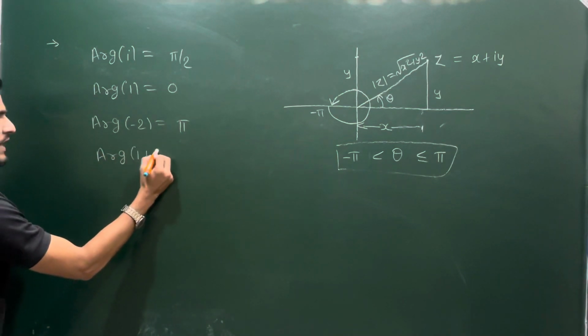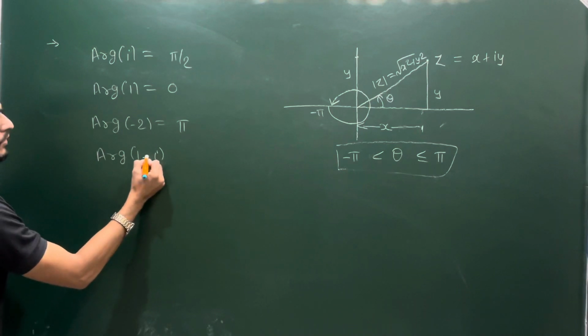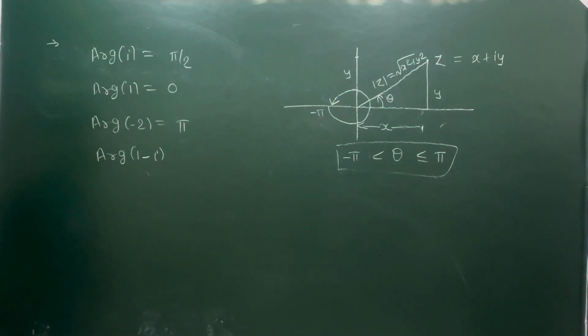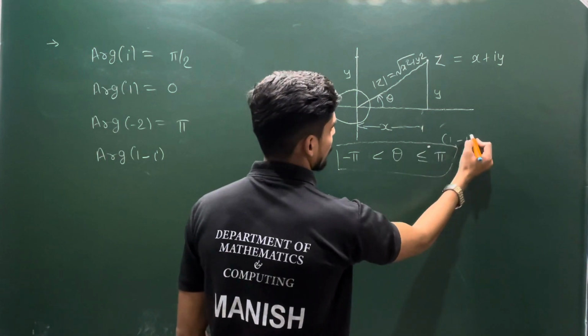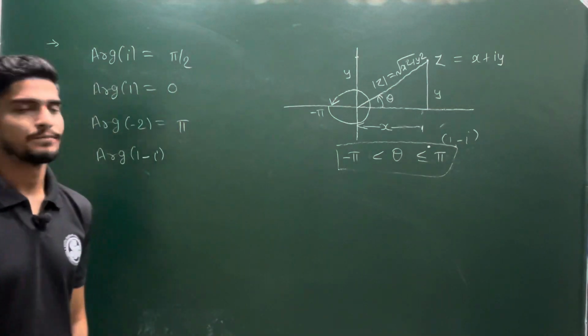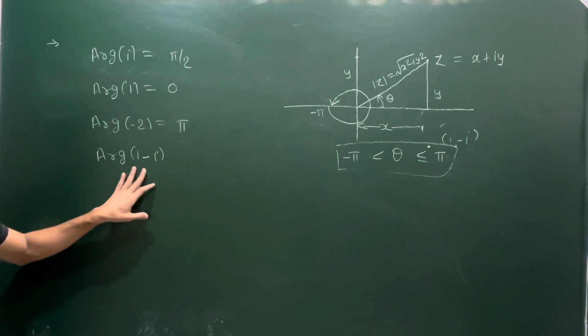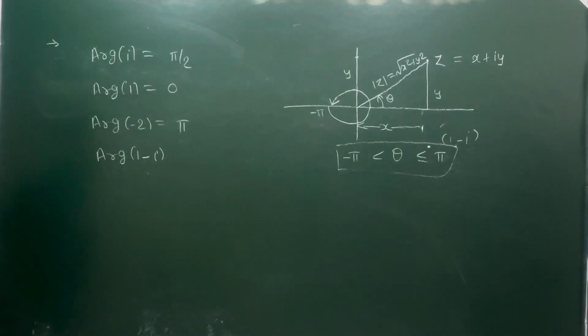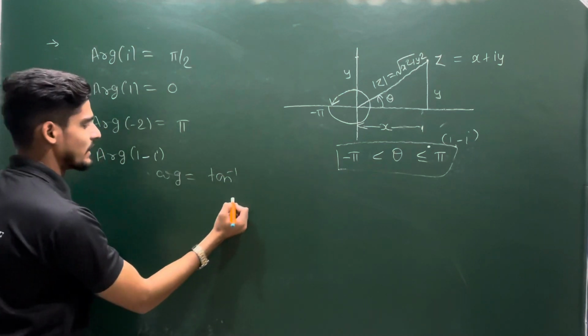Argument of 1 plus iota, okay, not 1 plus iota, let me take 1 minus iota. What will be the argument? If you go with the general method, this 1 minus iota will be located at this point. Can you compute this one? So what you do, you find this argument like this, tan inverse y by x.